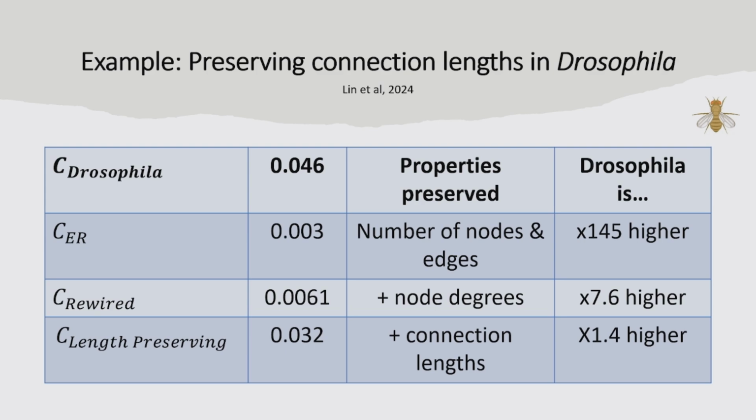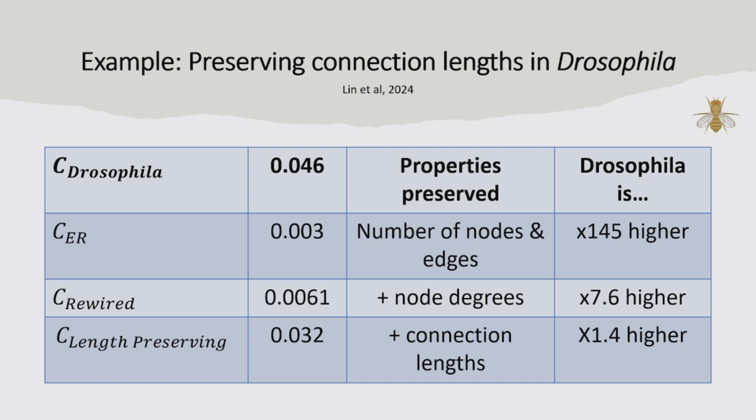So going back to Drosophila, we can apply each of these more stringent nulls to our Drosophila connectome and see how that affects our interpretation, or our benchmarking, of the clustering coefficient. Remember, the actual clustering coefficient was 0.046. We considered our most basic null, where we only preserve nodes and edges, and we saw that the clustering coefficient was extraordinarily higher than that strawman null. We then used the rewiring algorithm to preserve node degrees, and it was only 7.6 times higher than our null. And then we went to our more fancy length-preserving null, where we actually preserved the physical length of our connections. In that case, it was only 1.4 times higher.